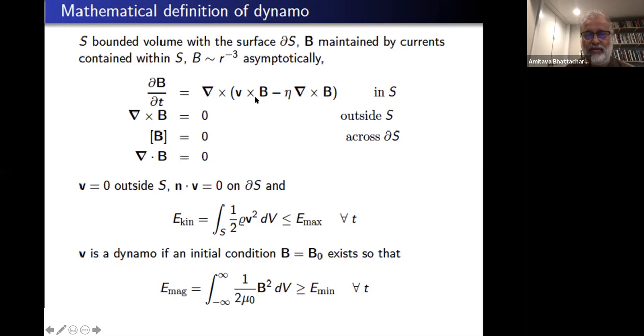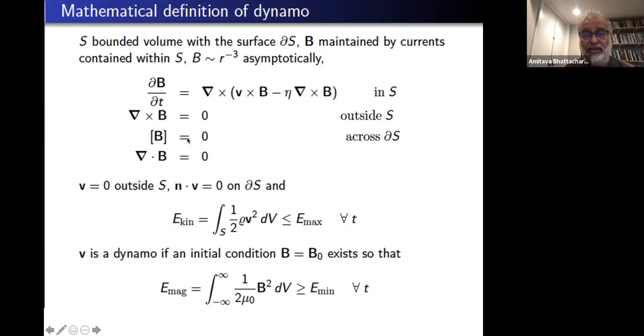Everybody loves linear differential equations because they think they know how to solve them, right? So imagine a planet S, a bounded volume with a surface ∂S, and B is maintained by current contained within, where in the long distance, B is decaying like a dipole field typically does. So within the object, you have Ohm's law. Outside, you have a vacuum field.